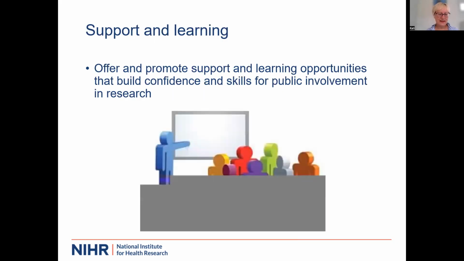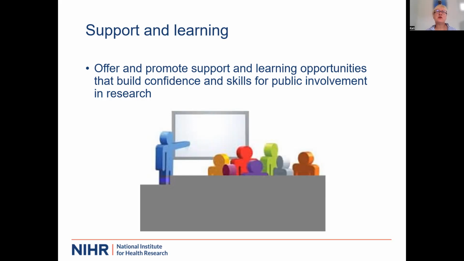Next slide, please. Support and learning, really important. I found in my work, both as a PPI representative and in guiding and advising others to involve people, that you really need to build in your support and learning at the beginning. It's about offering and promoting support and learning opportunities, building confidence and skills for public involvement. Make sure you've got an adequate budget, and that you've covered payment and expenses, and you're clear about how much you can offer people and how you'll do that.